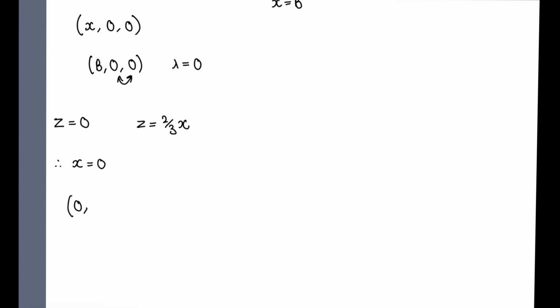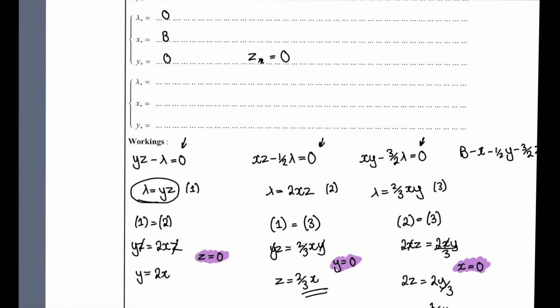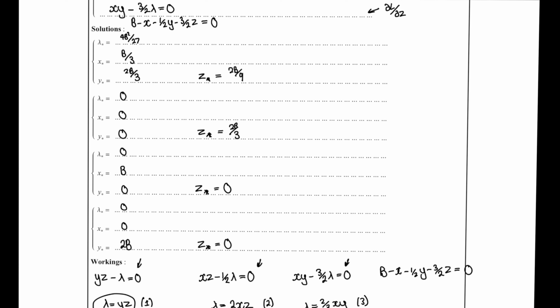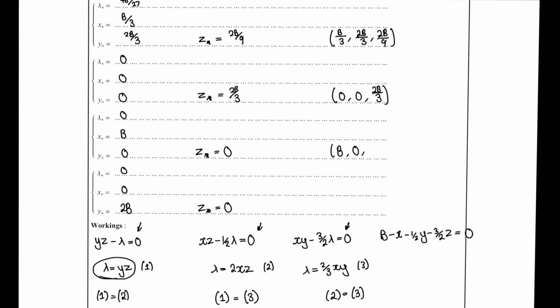So we get 0, some value of y, and 0. Subbing this into our budget constraint leaves behind b minus a half y is equal to 0. So b is equal to a half y, so y is equal to 2b, and lambda is equal to 0. So we get 0 as lambda, x as 0, y as 2b, and then z as 0. So if I just write that in a neater way, we get b over 3, comma 2b over 3, comma 2b over 9, 0, 0, 2b over 3, b, comma 0, 0, and then 0, comma 2b, comma 0 as our four solutions there. Cool.